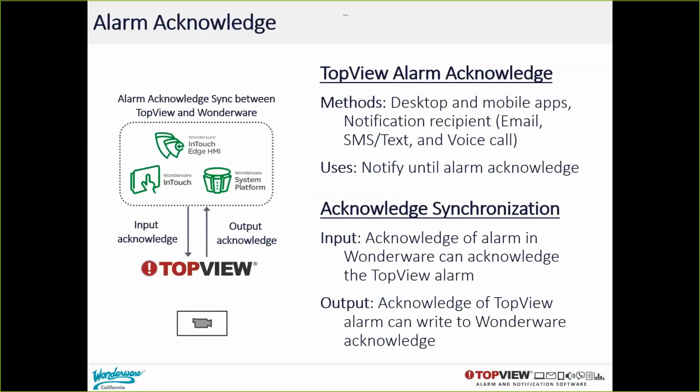Alarm acknowledgements. So TopView provides multiple ways to acknowledge the alarms within TopView. This can be done through our desktop and our mobile clients, as well as through email, SMS, and voice call notification. Alarm acknowledgement in TopView is commonly used as a parameter for notification. So many users want to escalate notifications until an alarm is acknowledged.